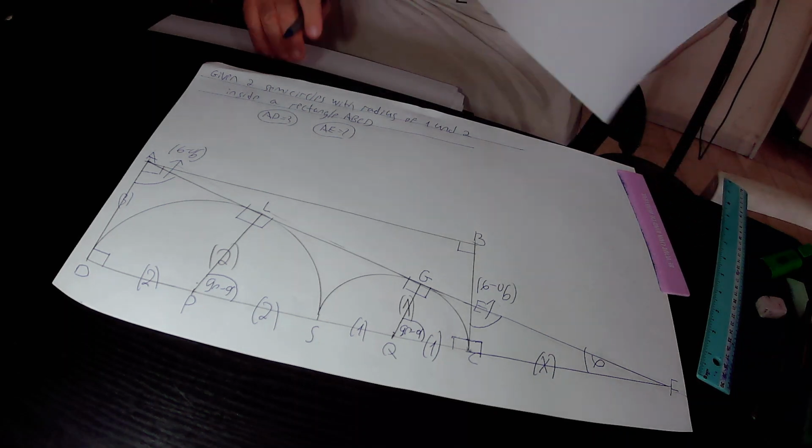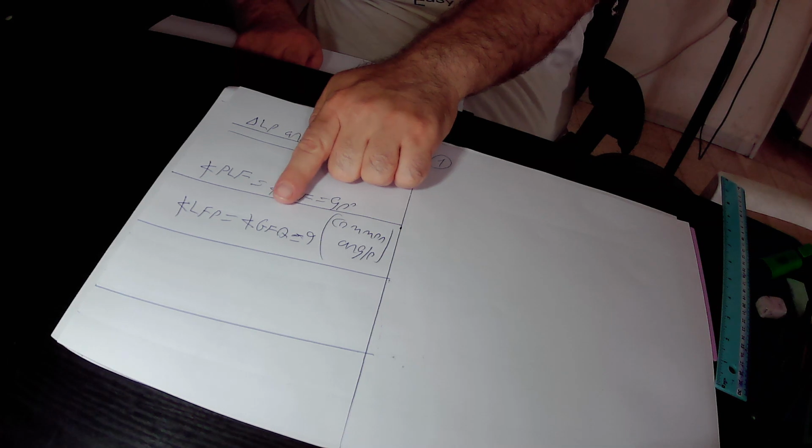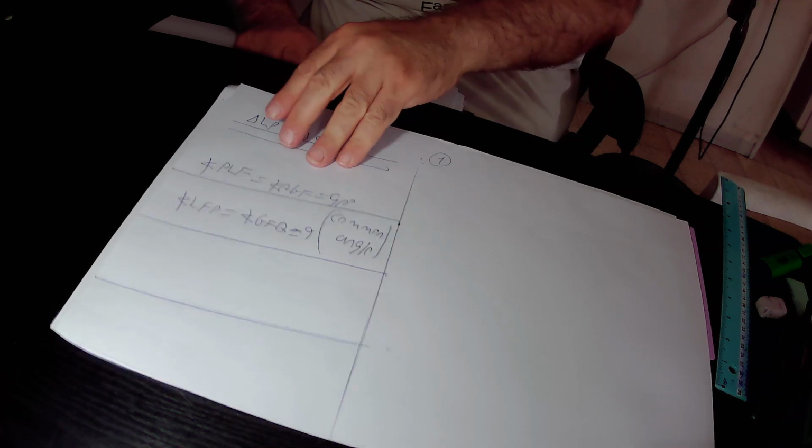So repeat again. This equation means that angle alpha equals itself. We just call angle alpha by two different names. Angle alpha equals itself, a common angle that belongs to both triangles.